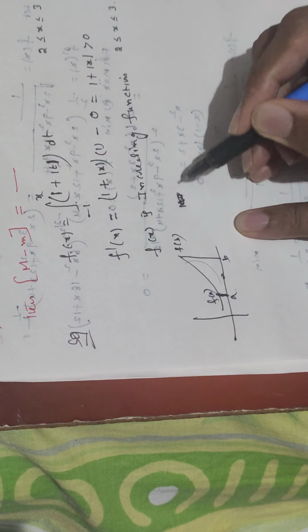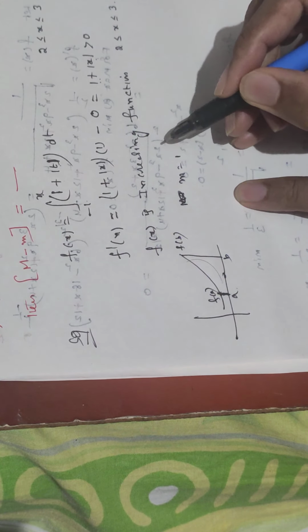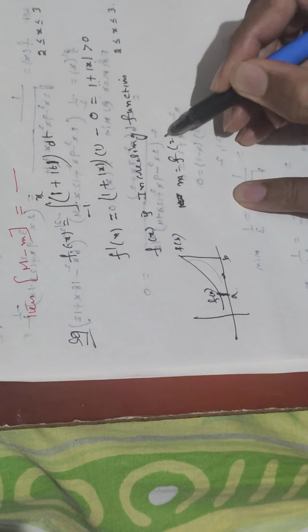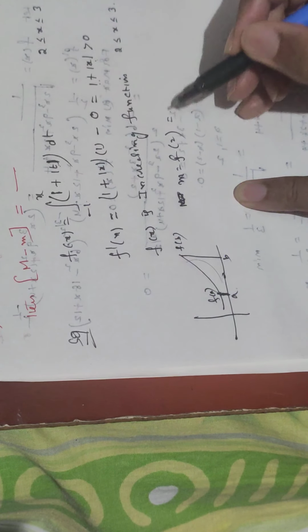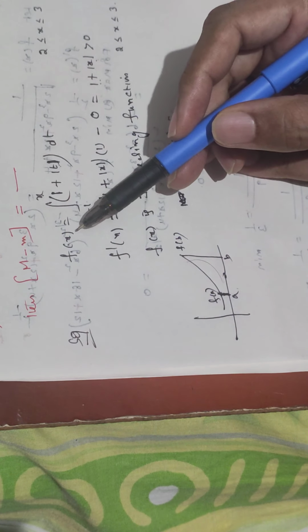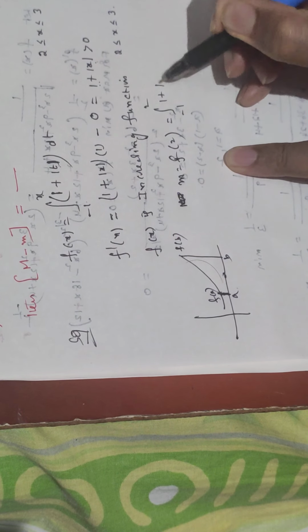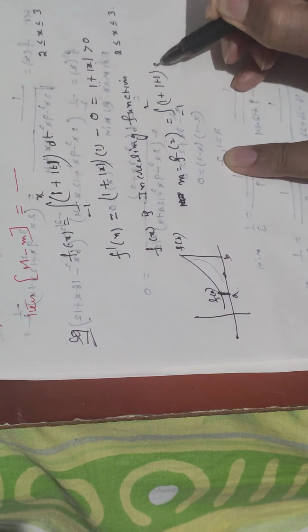So first we have to find the minimum value. Minimum, small m, is equal to f of 2. Our aim is to find the f of 2 value. What is f of 2? From this we will get f of 2, which is the integral from minus 1 to 2 of 1 plus modulus of t dt.